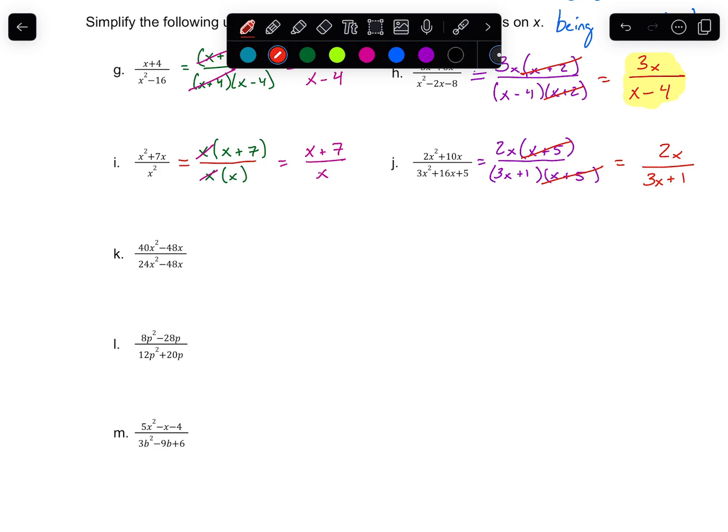Okay, so I want you all to do K, L, and M on your own. Once you've completed that, check it against the notes key that I have in Canvas, and then you will have time to watch the 6.2 video and then work on your assignment.